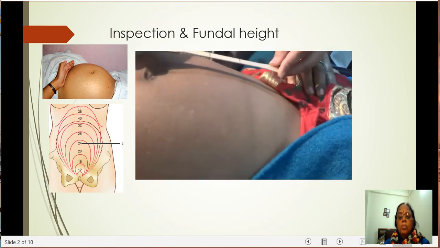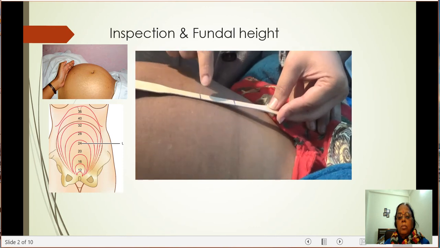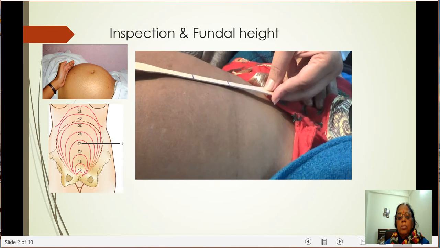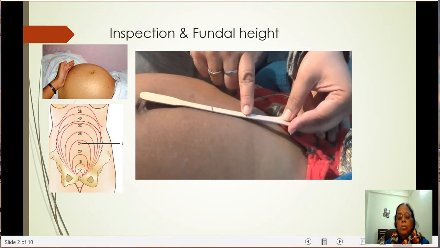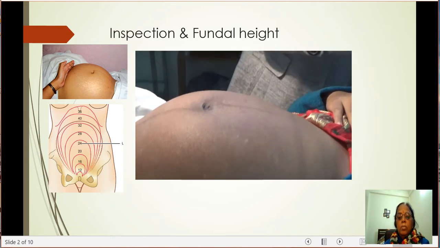Likewise, we will again do it from the umbilicus to the pubic symphysis. This is 24 weeks, then 28, 32 and 36. Again, after the engagement of the head, it will descend down to this position at 40 weeks. So this way we can appreciate what the fundal height signifies.